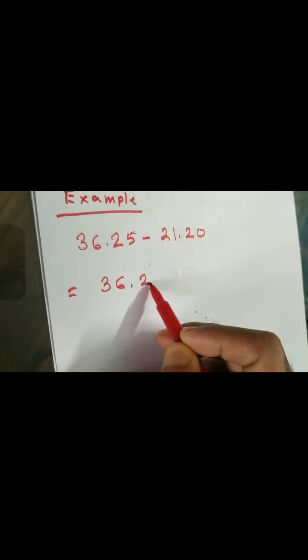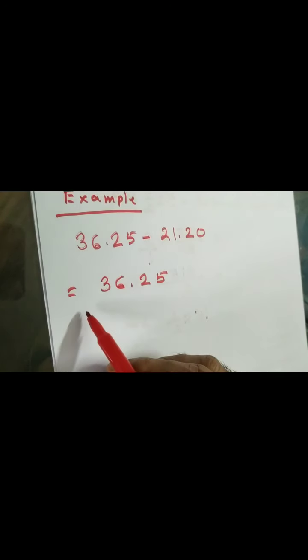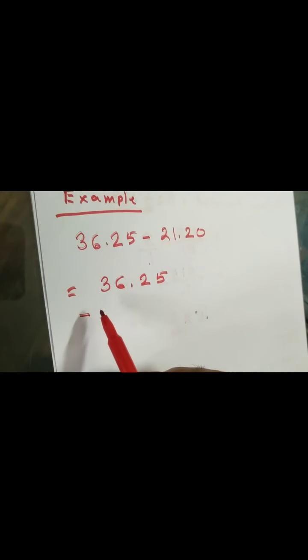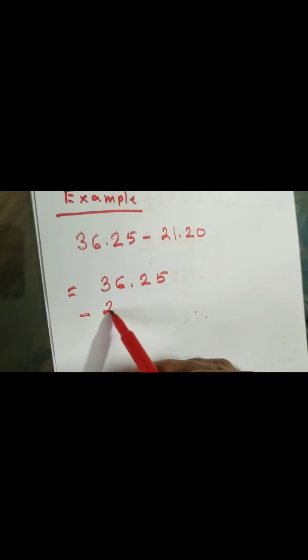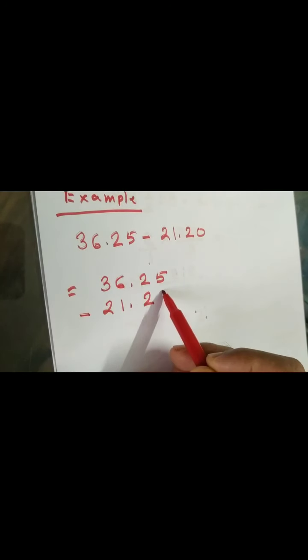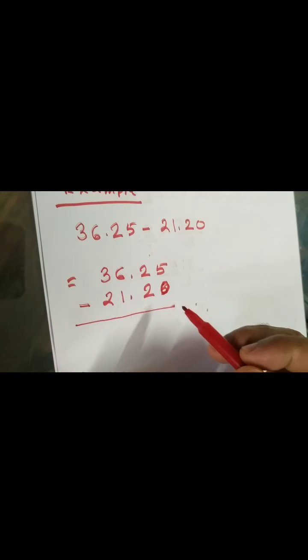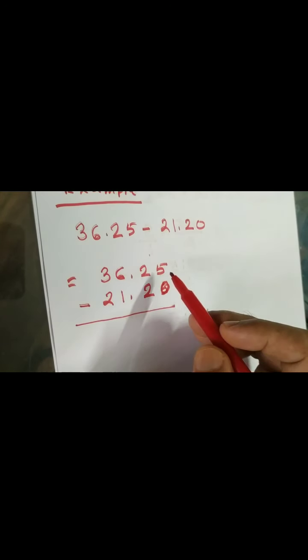So my first step will be to arrange them in vertical order. So how will I write? 36.25. I will put a minus sign beside this, and then I will place 21.20. After having done with our placement, it's now our turn to carry out the subtraction.